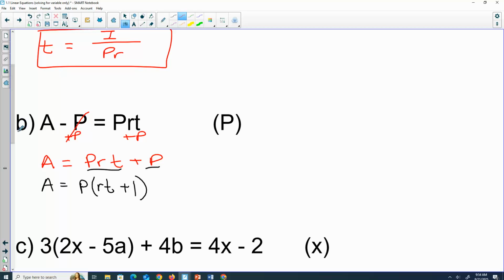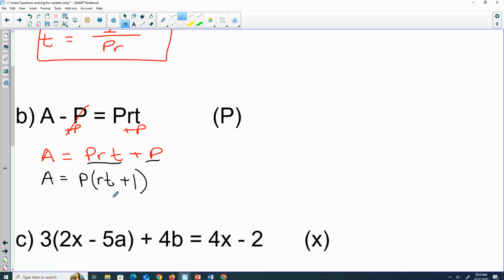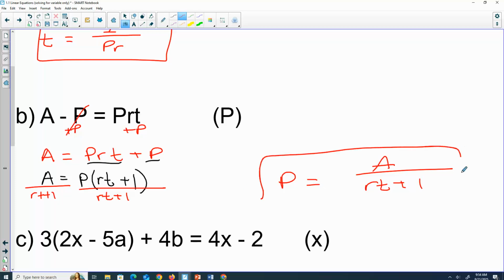So now I have p times something. What's the opposite of multiplying? Dividing. So we just divide by the entire parenthesis. So p is equal to a divided by RT plus 1.